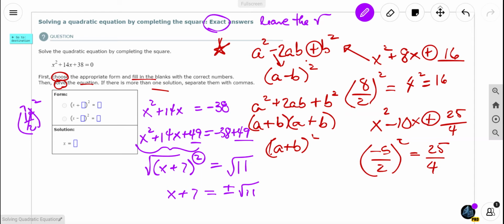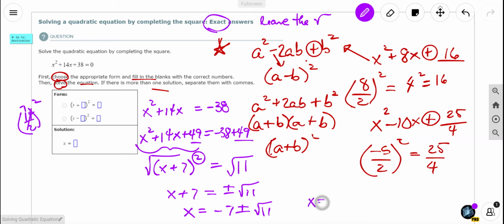This is not solve for x. I need to subtract 7 from both sides. So I'm going to get negative 7 plus or minus the square root of 11. Now you might want to leave it like that, but I'm not going to let you in the beginning. I want you to list both roots. Okay, so you would have to do this.